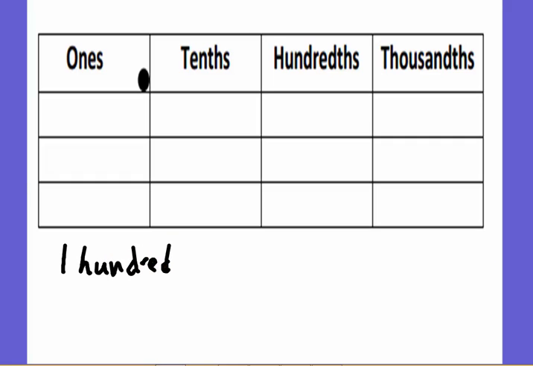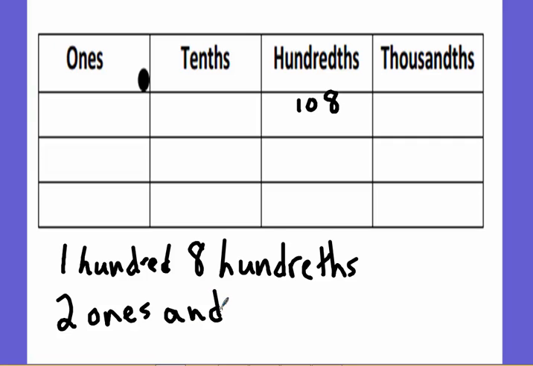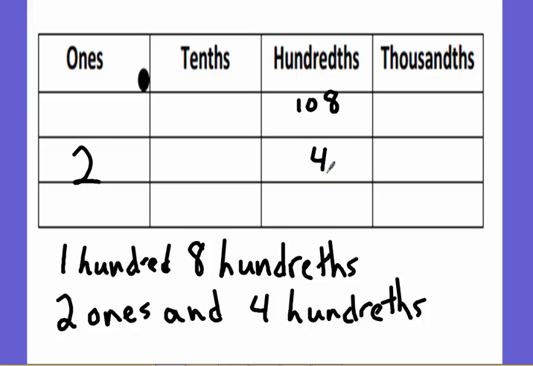100 800ths. Notice how there's no "and," so that means we have 108 in that box there. And we have 2 ones that we're adding, 2 ones and 4 hundredths. Alright, so that's going to be 2 ones and 4 hundredths.